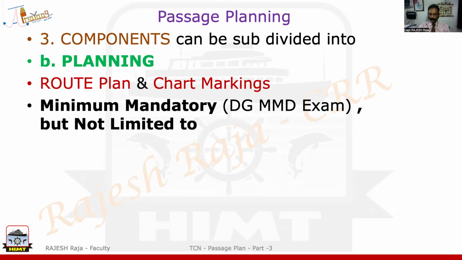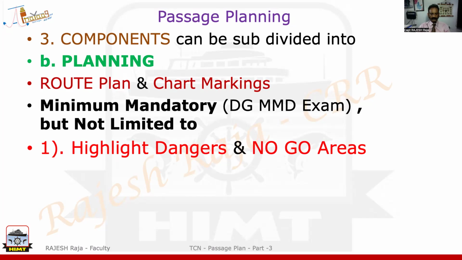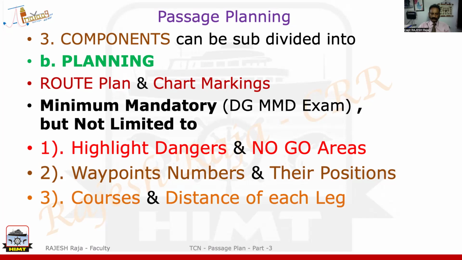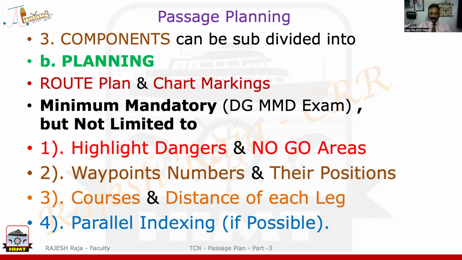So what are those minimum mandatory things? Let me just give this. I mentioned this in one of the old videos, I think it was 78. There also I mentioned this. I'm doing it again because these are the actual videos regarding passage plan. Your first job is please highlight your dangers and no-go areas. Then mark your waypoints, give them numbers, and you need to get the lat long. Then between the waypoints, please draw the course and measure the distance. And then give parallel indexing wherever possible.